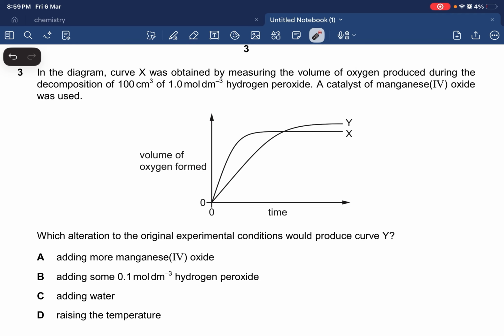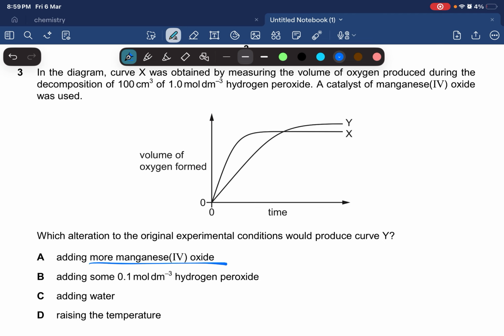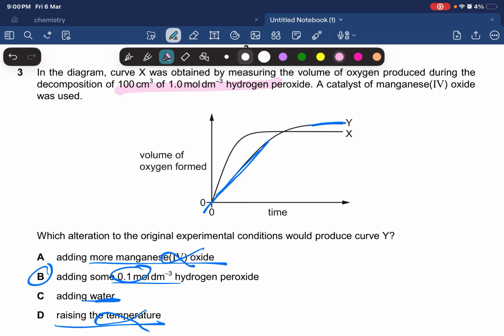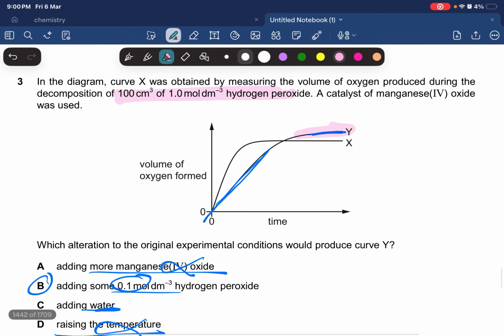So adding more manganese oxide, definitely not. If you add more catalyst, how can the rate be slower? Raising the temperature, if you raise the temperature, how can the decomposition be slower? Like, so adding some 0.1 mol dm⁻³ hydrogen peroxide, or either it's adding water. Now we can see one thing, that the amount of the product is also increasing. So that means definitely we added more hydrogen peroxide. That makes sense because the product is also increasing. The rate is getting slower. Yeah, I get it. The rate's slower. But the problem is that the product is increasing, and the product cannot increase if you add water. We gotta have more of the reactant, and the reactant is hydrogen peroxide. Only that is how the product can increase.